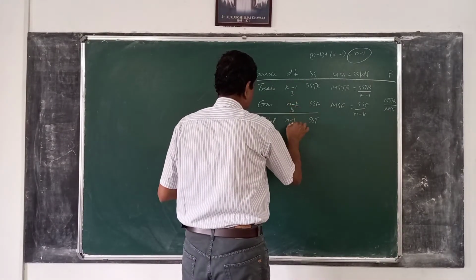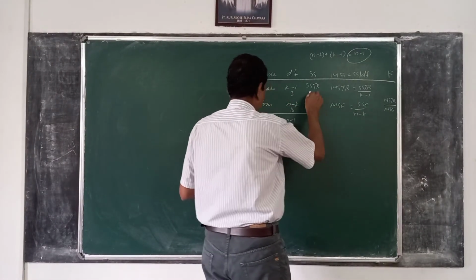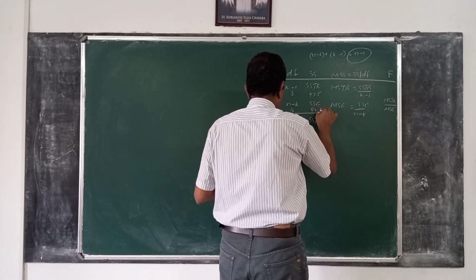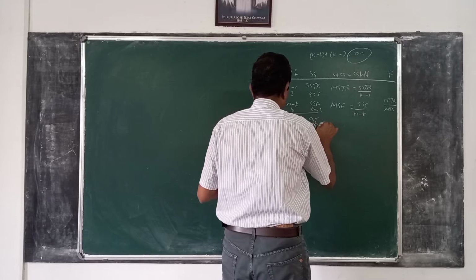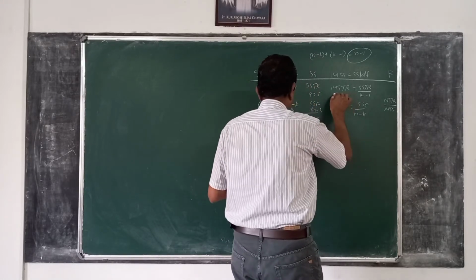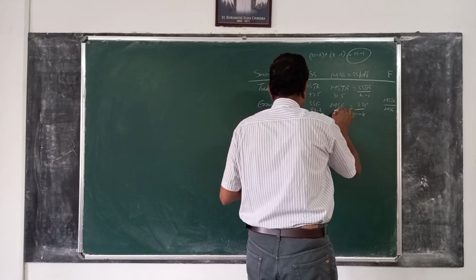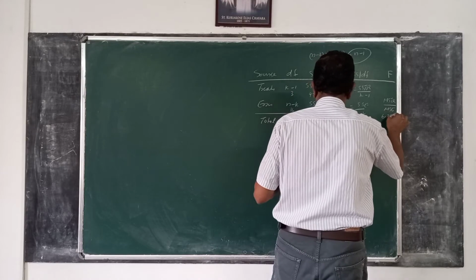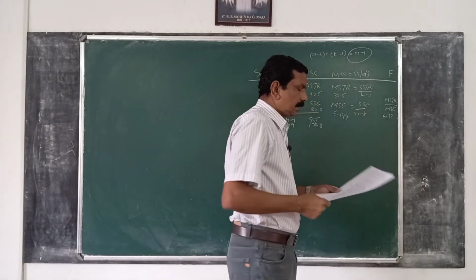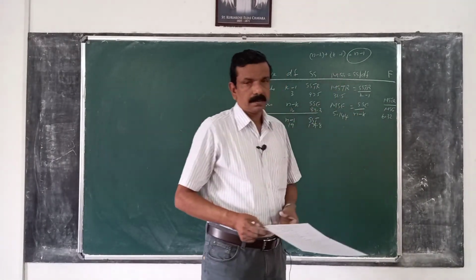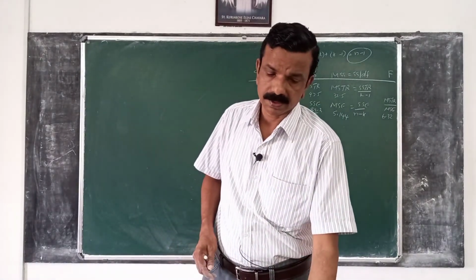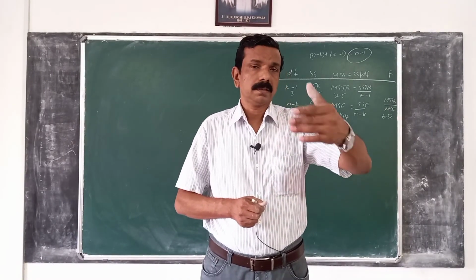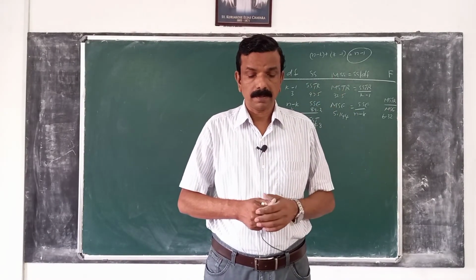16, 19, then SSTR 97.5, SSE 82.3, SST 179.8, quantities we have calculated. MSTR 32.5, MSE 5.144 and F is 6.32. Now this is the typical ANOVA table. This ANOVA table helps us to organize and summarize our data, which will make calculation easy.